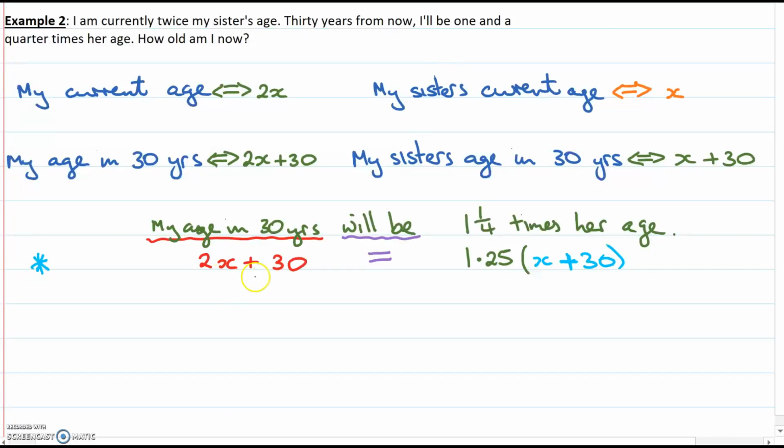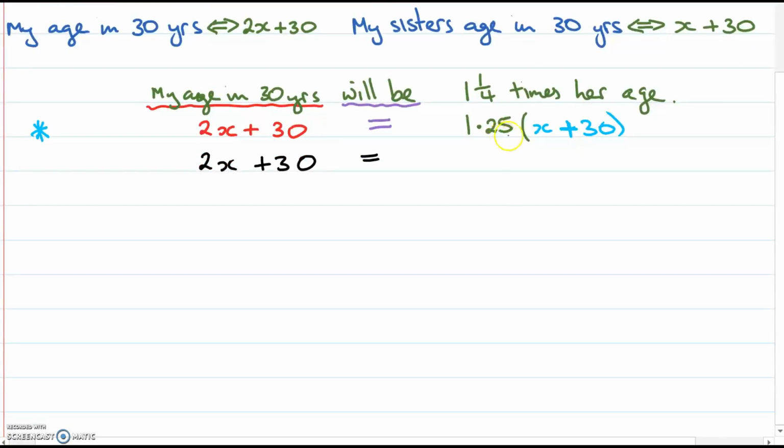There's nothing to be done on this side, so 2x plus 30 is equal to, on this side we have to multiply the 1.25, we're going to distribute it in here, so it's going to be 1.25 times x, and 1.25 times 30, you can check that on your calculator, is going to be 37.5. Okay, a quarter of 30, that's 1 1/4 times 30. So 1 times 30 is 30, a quarter of 30, 30 divided by 4 would be 7.5. So it'll be 1 times 30 is 30 plus 7.5, 37.5.